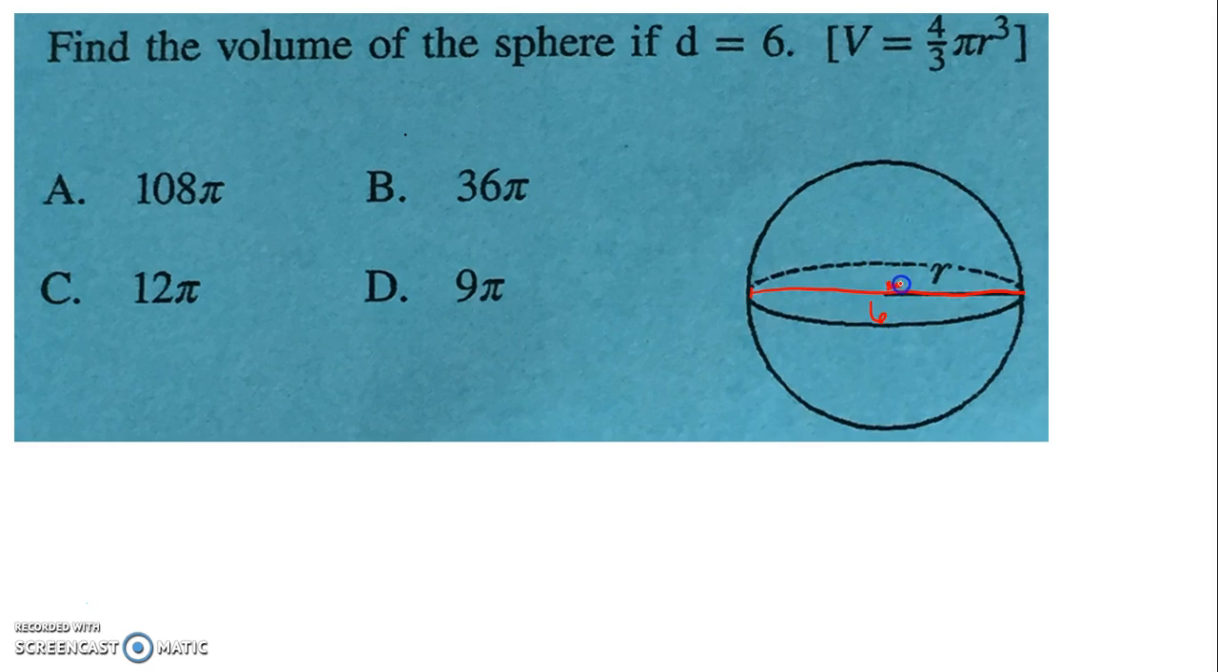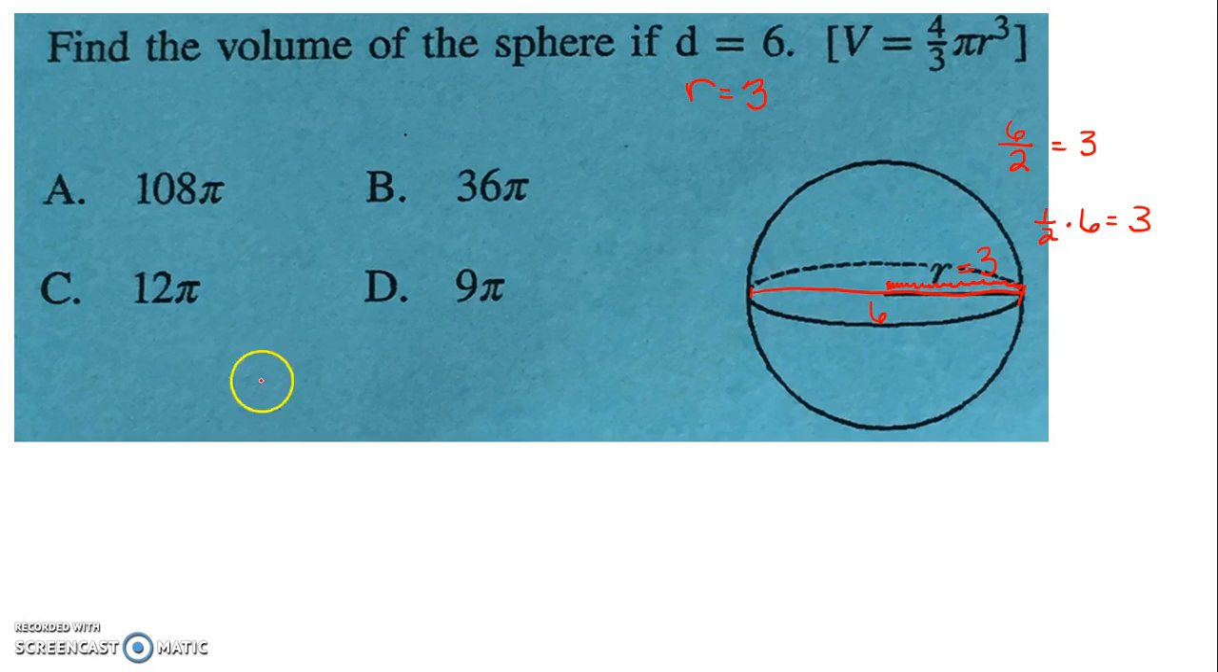But here's your radius. Radius only cuts through half the sphere. So if we take 6 and we need to know what's half of 6, oh, half of 6 is 3. You can do that by taking your diameter of 6 and dividing it by 2 to get 3. Or you can do 1/2 times 6, and that gives you 3. So if your diameter is 6, you know your radius must be 3. Now we're ready to substitute that value into the equation.